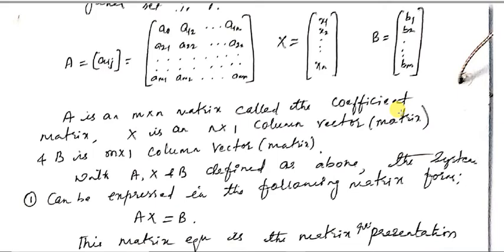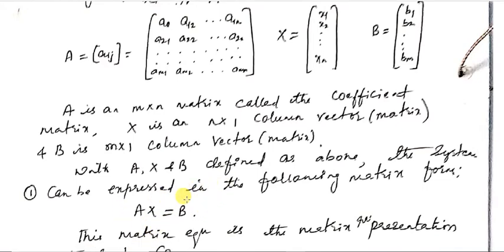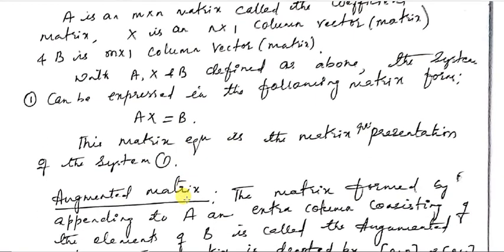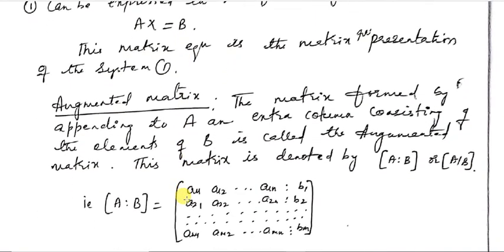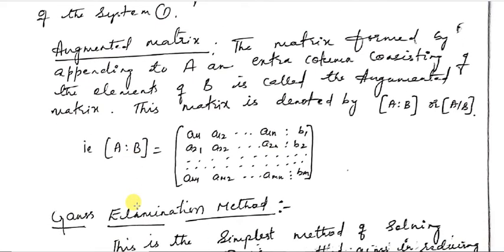With A, X and B defined as above, system 1 can be expressed in the following matrix form: Ax is equal to B. This is called the matrix representation, or the matrix equation, of system 1. We can also have the augmented matrix of system 1, denoted in square brackets as A hyphen B. It is the matrix formed by appending to A an extra column consisting of the elements of B, and is called the augmented matrix.